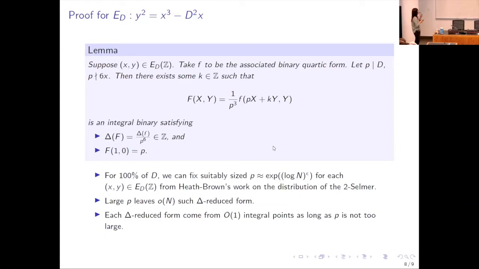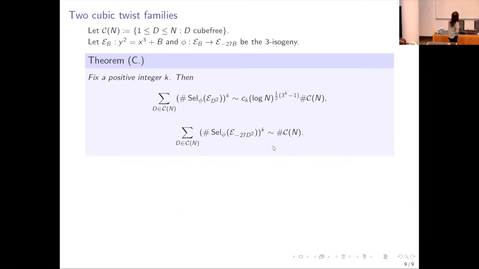So I use Heath-Brown's work to control the size of P I can pick, and the argument works with P. I can always fix P roughly of the size of e to the some small power of log n. So that's the idea of the proof.